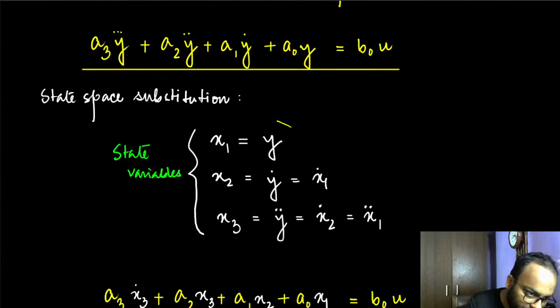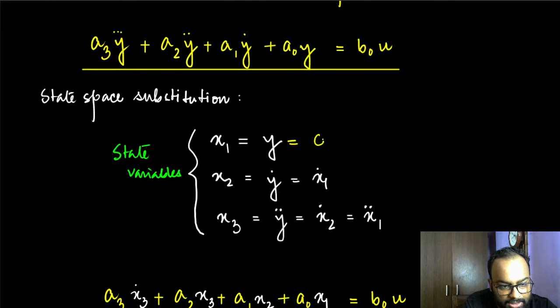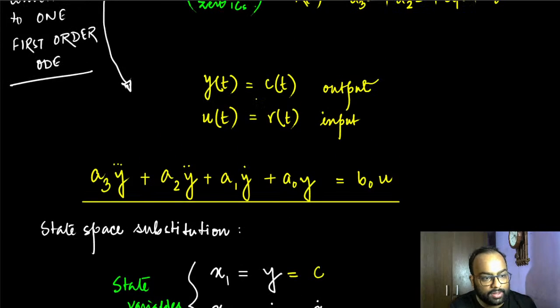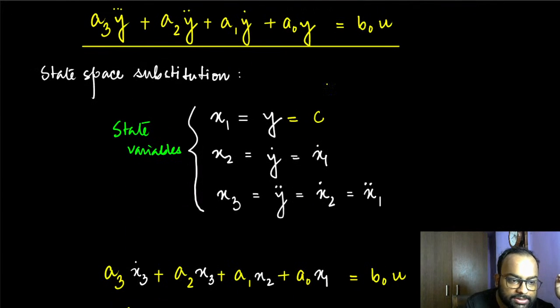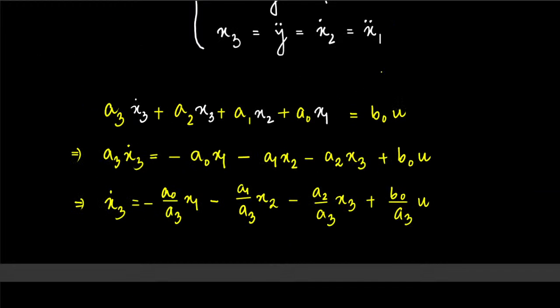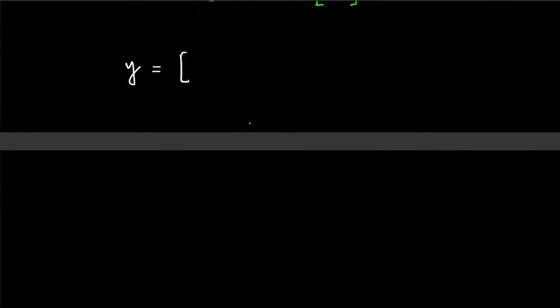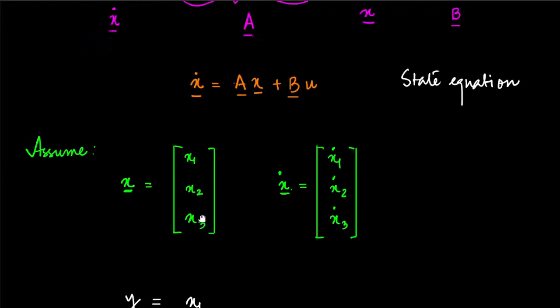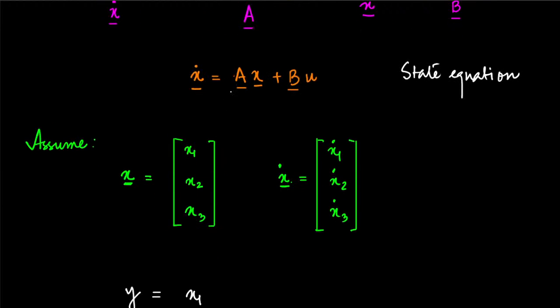We already considered that this is just the output, because that is the very definition we assumed. And since we assumed this to be the output, we can say that the output is just x1. Let me just write it down here. So the output is just x1. But now we want to describe everything in this vector matrix form.